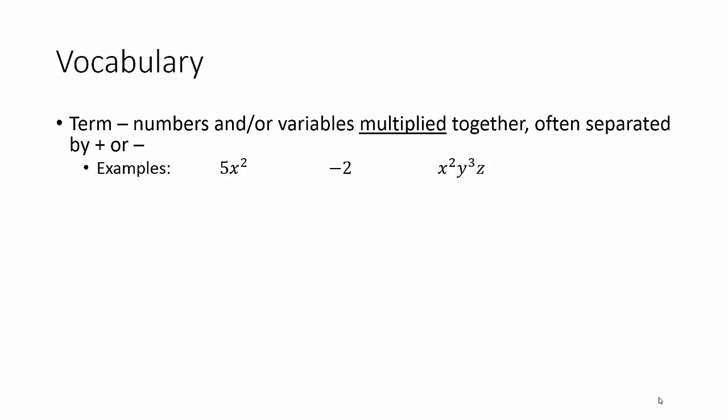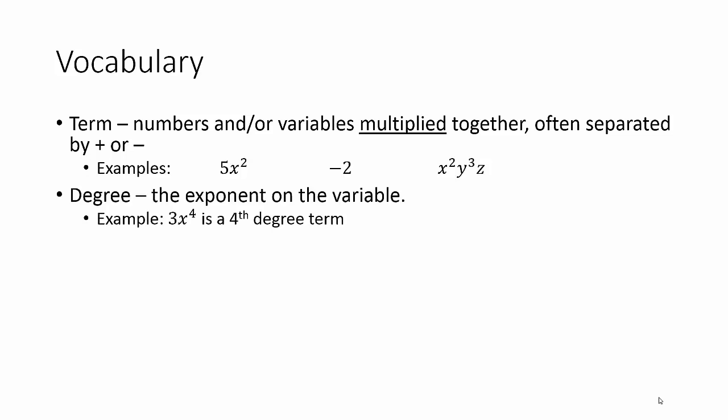We've heard the phrase like terms before. Terms are numbers and or variables that are multiplied together. They're often separated by pluses or minuses. So 5x squared would be a term. Negative 2 would be a term. It could also be a bunch of variables, x squared, y cubed, z. That is a term.